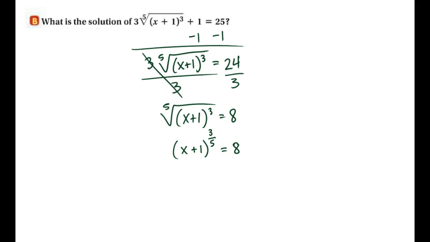Similarly to part A, because I'm raising this to the 3/5 power, I want to raise both sides to the reciprocal power. So the reciprocal of 3/5 is 5/3. So raise both sides to the 5/3 power. So that cancels out those exponents over there. We essentially just have 1 in the exponent. We do not need to worry about absolute value because the 5 and the 3 are both odd numbers.